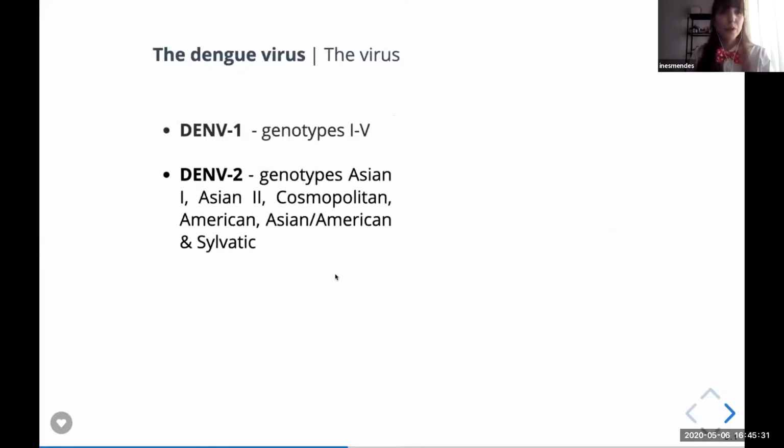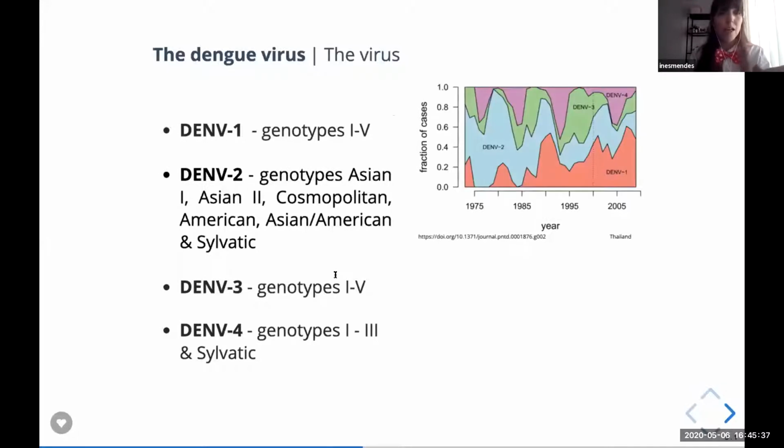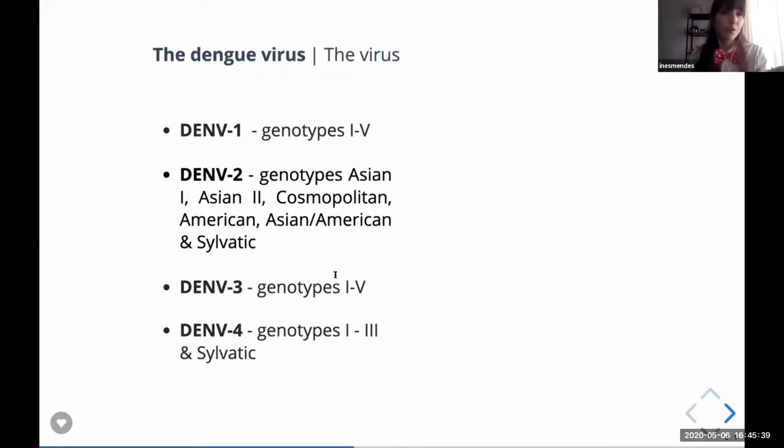Again, there are 4 different serotypes, classified 1 to 4, very easy. Serotype 1 goes from genotypes 1 to 5. Serotype 2 goes from genotypes Asian 1, Asian 2, cosmopolitan, American, Asian American, Sylvatic. This is nomenclature that comes from where they were originally found, although they are trying to change it to the 1 to 5 or 1 to 6 nomenclature. Dengue 3 goes from 1 to 5, and then dengue 4 from 1 to 3, and then Sylvatic. Sylvatic means that it's often found in animals rather than in human infections.